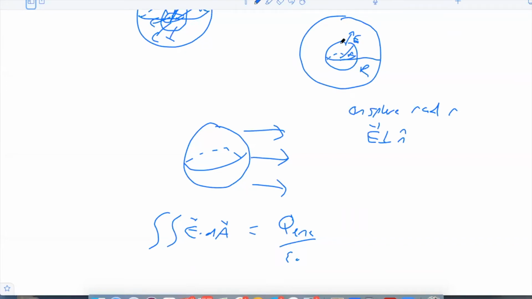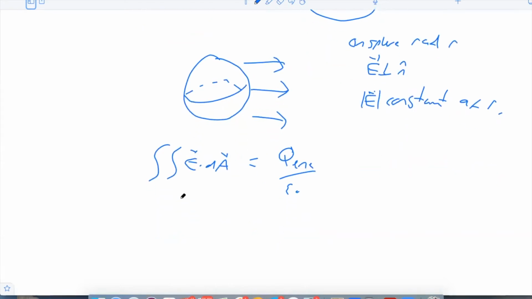If E was bigger on the bottom than the top, then if I rotate the ball around, the top and bottom switch places. It doesn't make any sense. So E must be constant at that radius r. Okay, so that means on this left-hand side, the dot product of parallel vectors is just the product of the magnitudes. So I went from dot product to just magnitude because of this. Because E is a constant, constants can get pulled out of integrals.